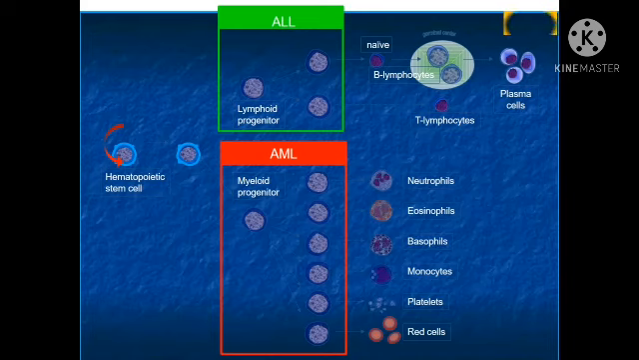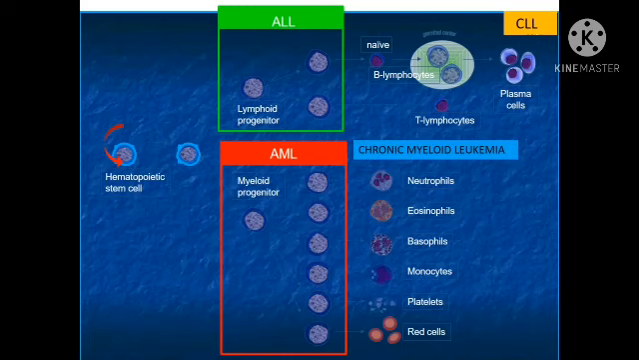Similarly, if there is any mutation in the B lymphocytes or any abnormality in the development of B lymphocyte, that eventually leads to chronic lymphocytic leukemia. The chronic myeloid leukemia results due to defective development in the neutrophils. Neutrophils are otherwise called granulocytes. So chronic myeloid leukemia is due to any mutation affecting the development of granulocytes or neutrophils.